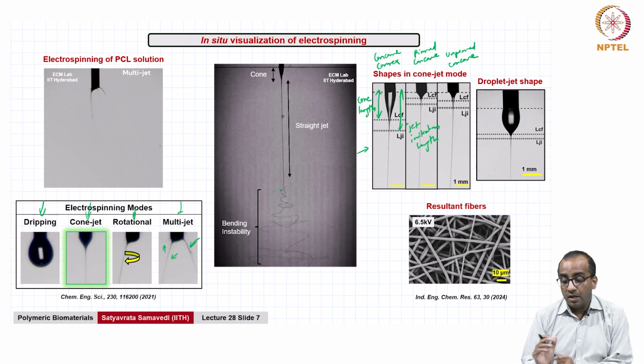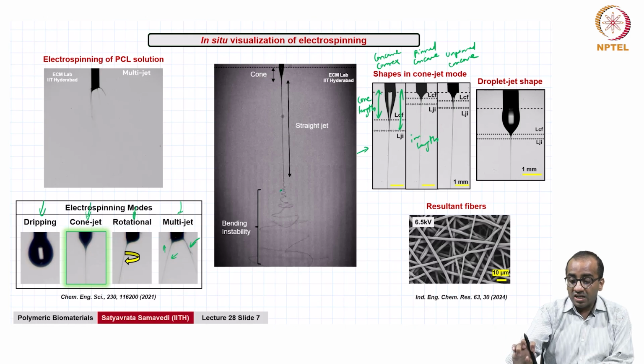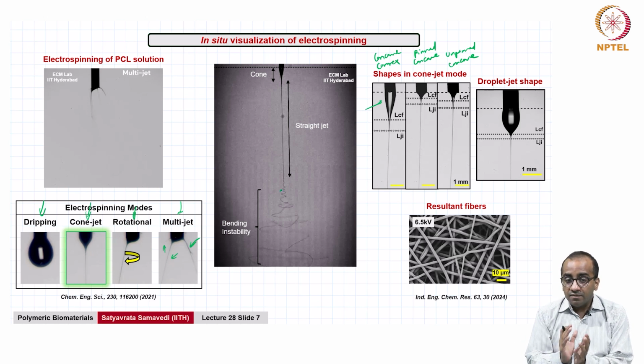and so on. Now these are very useful because the fibers that form on the collector cannot be visualized real time very easily. But if you are able to visualize and measure things like the cone length and features such as the jet initiation length, then you can get very nice insights into how the combination of operating conditions that we saw earlier, namely voltage, flow rate, etc., jointly orchestrate these cone shapes, and how these in turn dictate the fiber thinning and the formation of stable fibers on the collector.